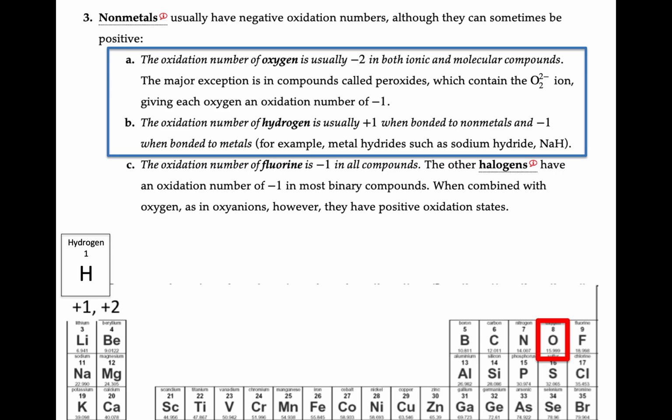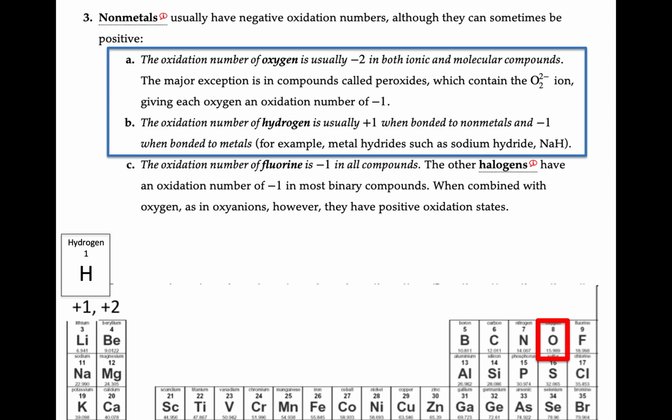Next group, oxidation number of oxygen, -2. That would be the column that I would be placing it in. That's true in both ionic and molecular compounds. However, we do have a particular exception. I think of oxygen as always being -2 unless it can't be. I'll show you an example where that's the case.